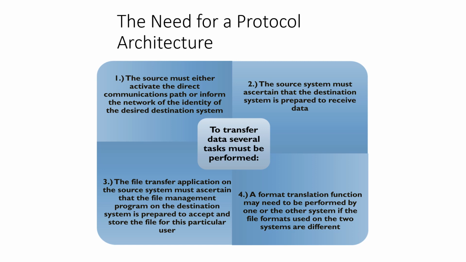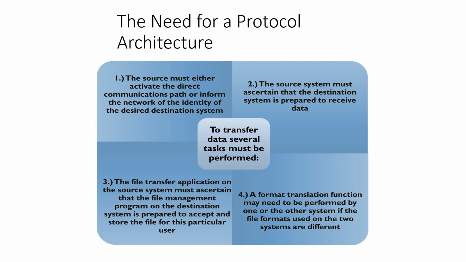Let us first look at an example of file transfer between two computers to understand why we need a protocol architecture. At first, this may sound like an easy task, because we do this all the time. However, in reality, it is very complex. First, there needs to be a data path between these two computers before a file transfer can happen. The source computer must either activate the direct communications path or tell the network what is the destination computer. The source computer must make sure that the destination computer is ready to accept the file.